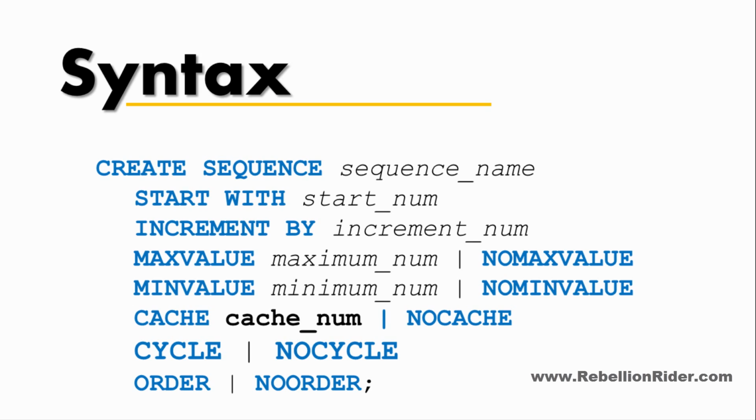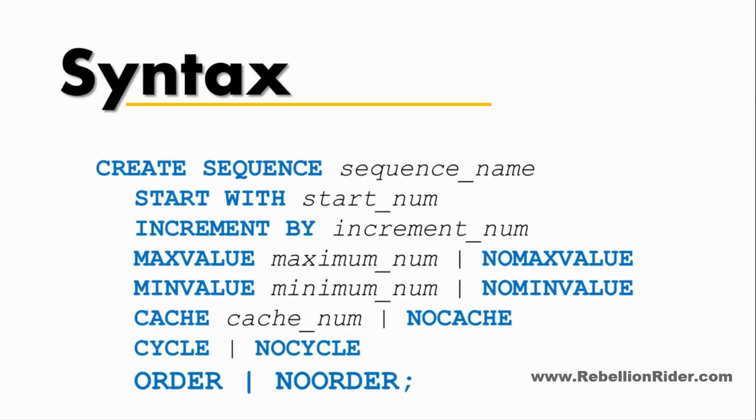At last we have two more flags, which are ORDER and NOORDER. The ORDER flag guarantees that sequence numbers are generated in order of request. This clause is useful if you are using the sequence number as a timestamp. Guaranteeing order is usually not important for sequences that are used to generate primary keys. Set the flag on NOORDER if you do not want to guarantee that sequence numbers are generated in order of request. NOORDER is the default flag in case you omit either of them. Hope the syntax is clear to you.